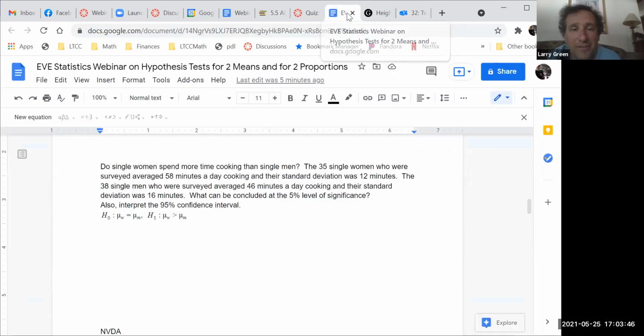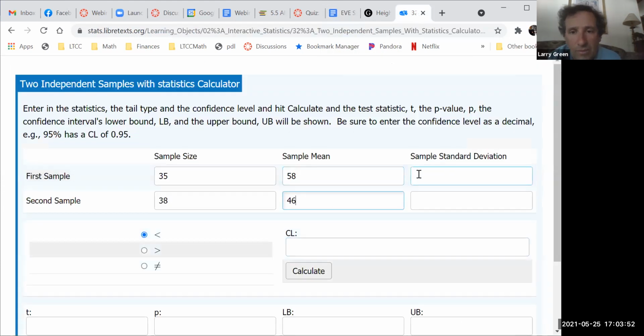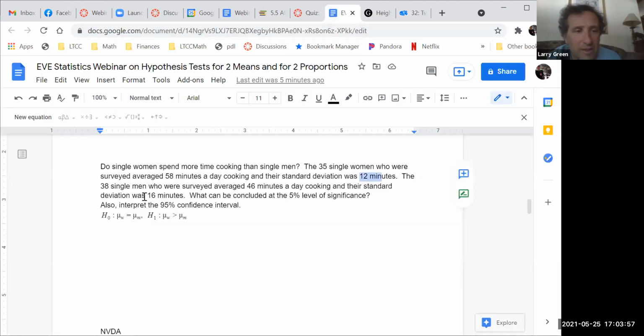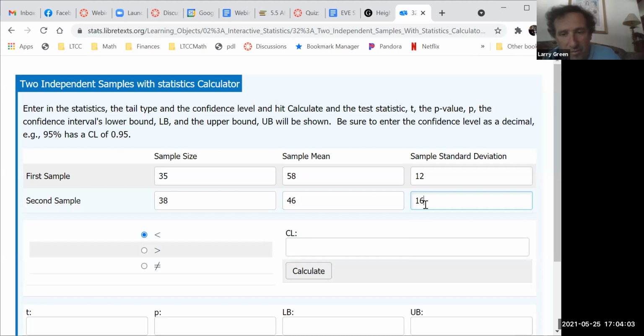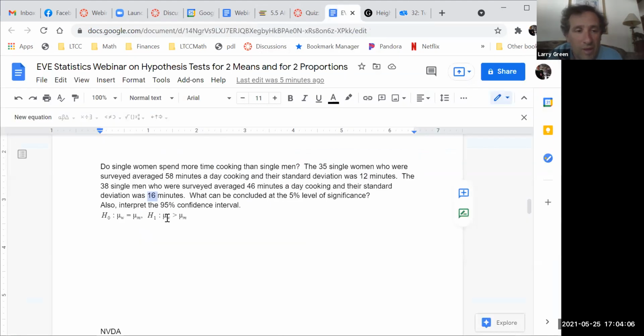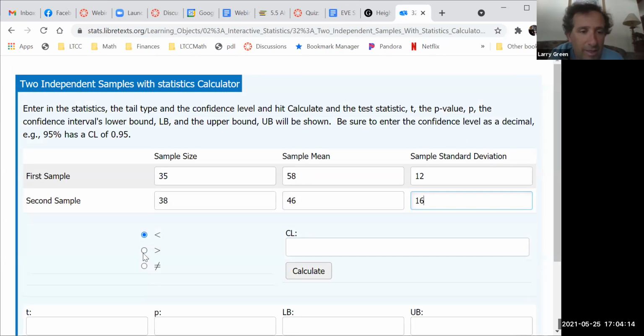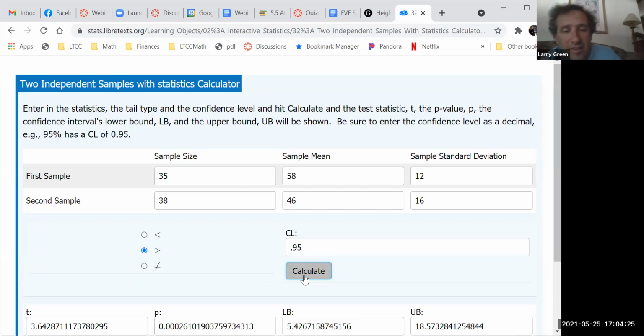The sample standard deviation for the women is 12. The sample standard deviation for the men was 16. Our H naught had a greater than. H1 had a greater than. So I go to greater than. We wanted a 95% confidence interval, 0.95. And I hit calculate. Any questions on using the calculator?